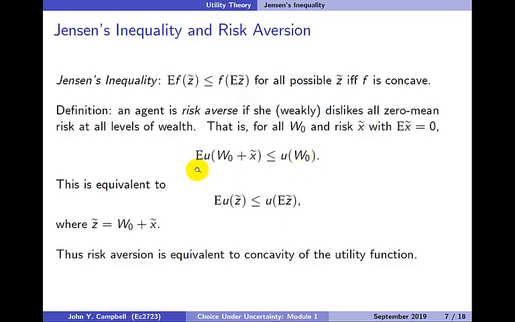Now, of course, the first equation on the slide is equivalent to the one written below, where we replace W0 plus x tilde with z tilde, a new random variable, just defined to be initial wealth plus x tilde. So for risk aversion, we're saying that the expected utility of z tilde is less than or equal to the utility of the expectation of z tilde for all possible z tilde. And now if you look back up to the top of the slide at the definition of Jensen's inequality, you can see that risk aversion is equivalent to concavity of the utility function.